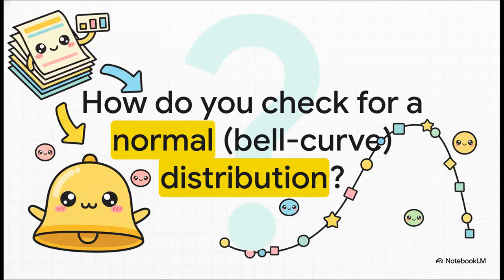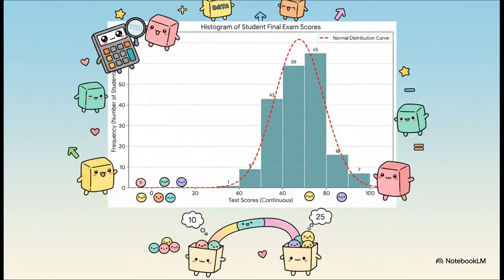Okay, first challenge. You've got a bunch of test scores. How do you check at a glance if they follow that classic bell curve shape? You know, the one we call a normal distribution. You use a histogram. It is the perfect tool for this job. What it does is it takes your data, chops it up into little groups or bins, and then just counts how many data points fall into each one. And just like that, bam, you can instantly see the shape of your data.